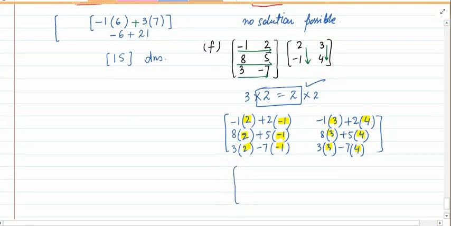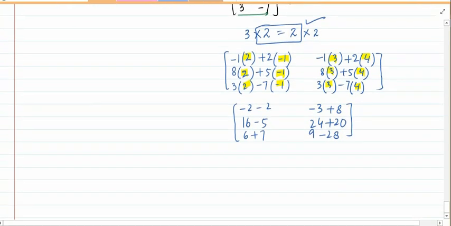So it will be 1 times minus 2, 16 minus 5, negative 3 plus 8, 24 plus 20, 6 plus 7 and 9 minus 28. Minus 2, minus 4, 16 minus 5, 11, 6 plus 7, 13, minus 3 plus 8, 5, 24 plus 20, 44 and 28, minus 9, it will be minus 19. That is your answer, right?